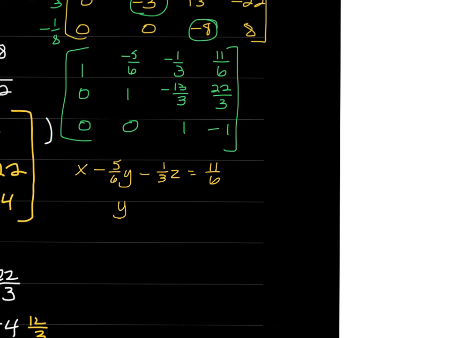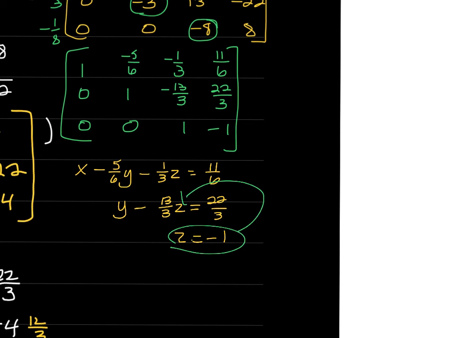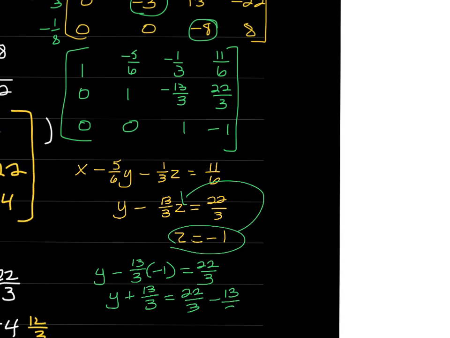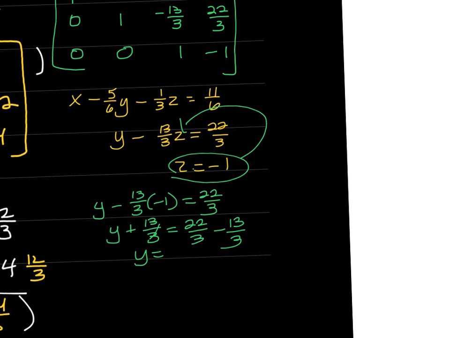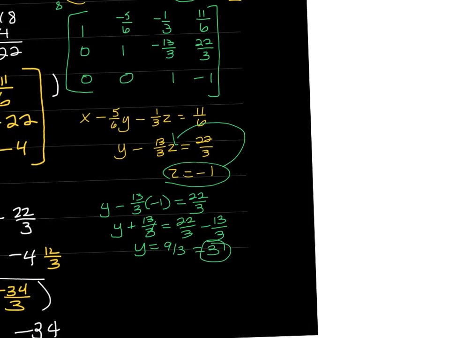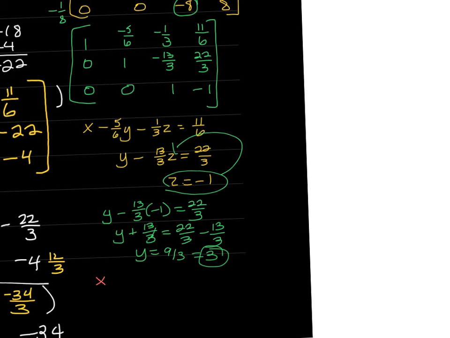There's no x, so y minus 13/3, z equals 22/3, and I already know z is -1. So I have my first variable. I'm going to take that and plug it in here. Subtract that 13/3, and y would equal 9/3, which is 3. There's my second variable. Take those both and plug them into the beginning.